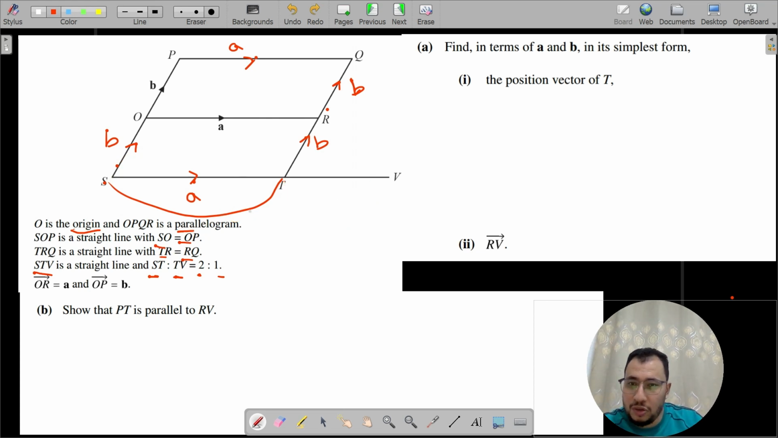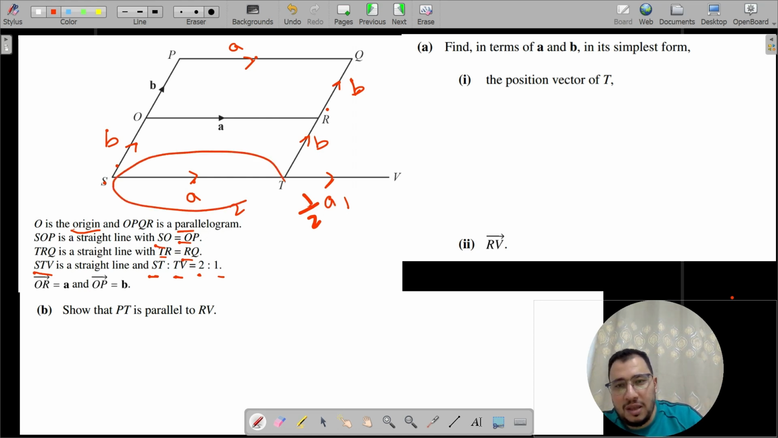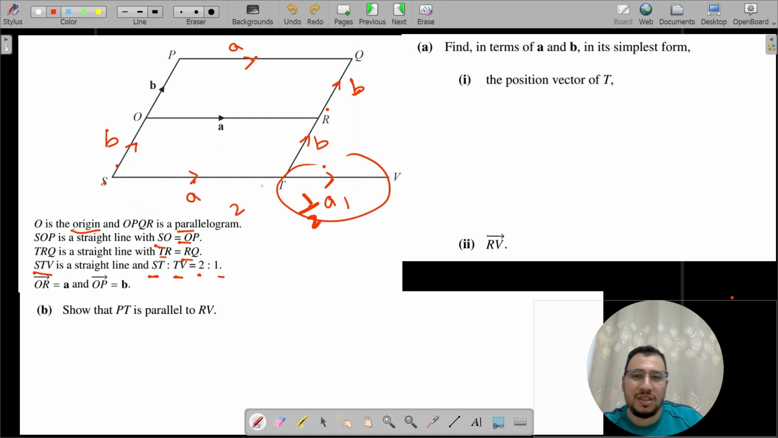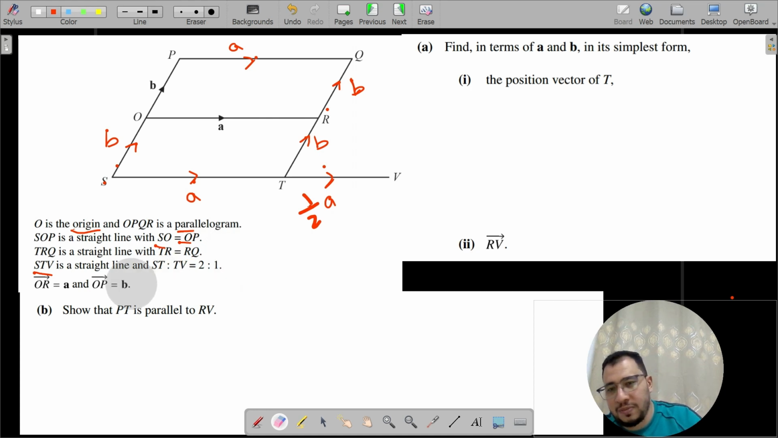Since we agreed already, this part here is 2 and this part here is 1 and it's double. This part is half of A. So here you can simply write that this vector is half of A. Okay, again, why did we write that? Because he told me that ST is double TV. Which means TV here is half of ST, which means in other words it's just half of A. So simply you can write half A because definitely you are going to use it later in these questions.